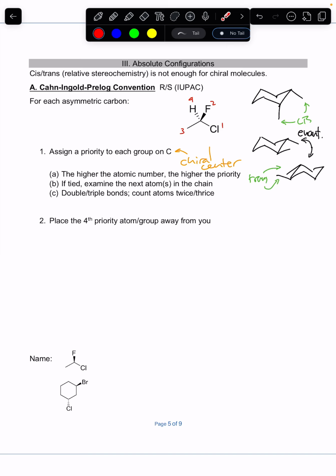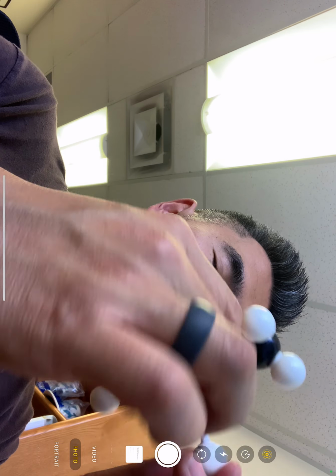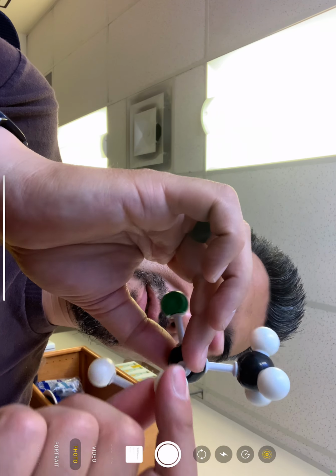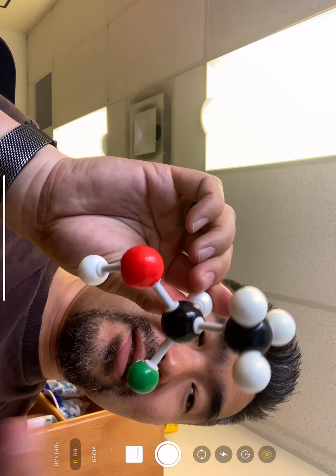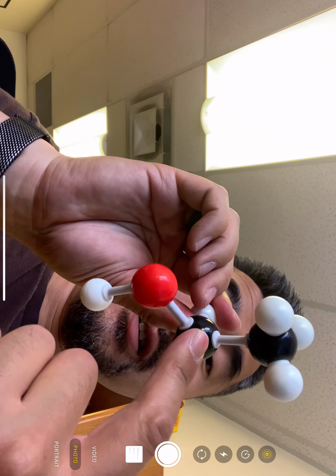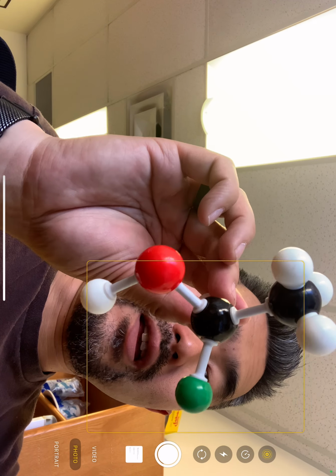But what we mean is that we need to put the lowest group away from you. Let me switch to the camera view. So if this is the chiral center we're looking at, and this is a hydrogen, if you're looking at the molecule like this, you want to rotate it so that you're looking at it like this, where the hydrogen is pointing away from you. Well, it's pointing at me, but I'm assuming it's pointing away from you. That's the orientation you need.